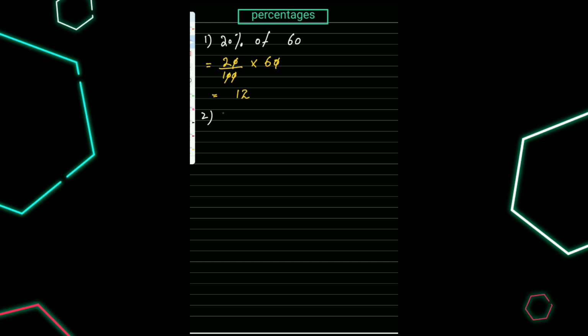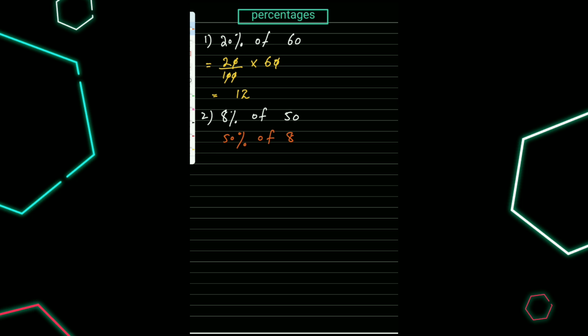Let's do question number 2. If we are going to find 8% of 50, there is a hack for this question. If we flip the values, like if we write 50% of 8 in place of 8% of 50, that will be easy. If we flip the values, our answer will be the same. We can write 8% of 50 as 50% of 8. Both answers will be the same.